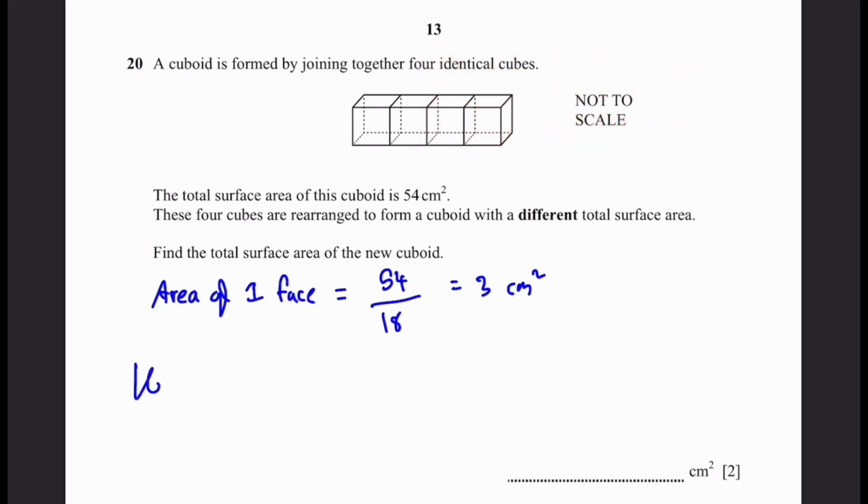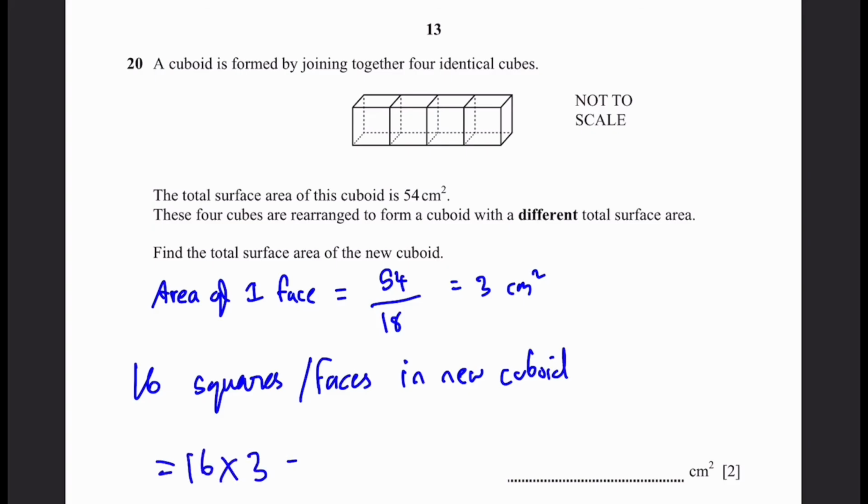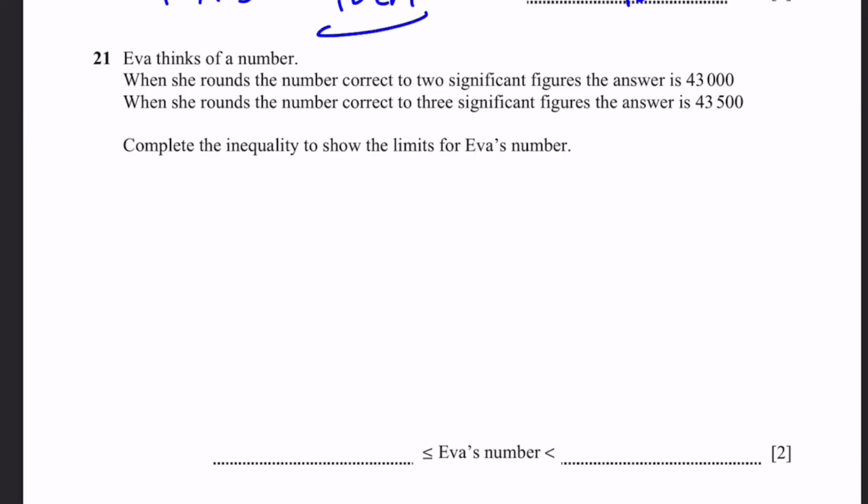Totally there'll be 16 squares or 16 faces in the new cuboid, which is equal to 16 into 3. That's equal to 48 centimeters squared. That's the answer. Question 21. Eva thinks of a number. When she rounds it correct to 2 significant figures, the answer is 43,000.